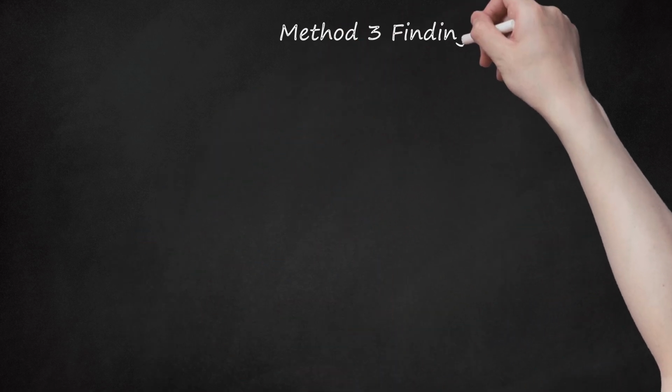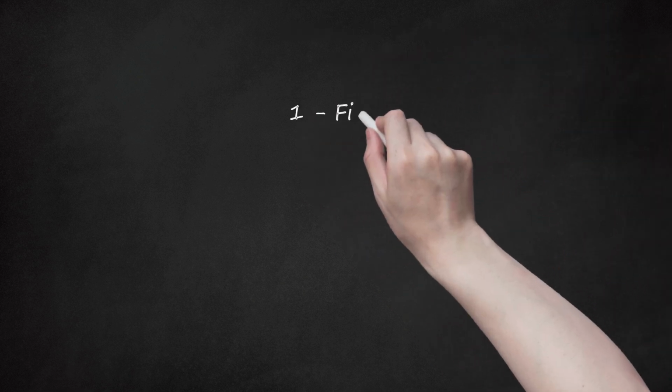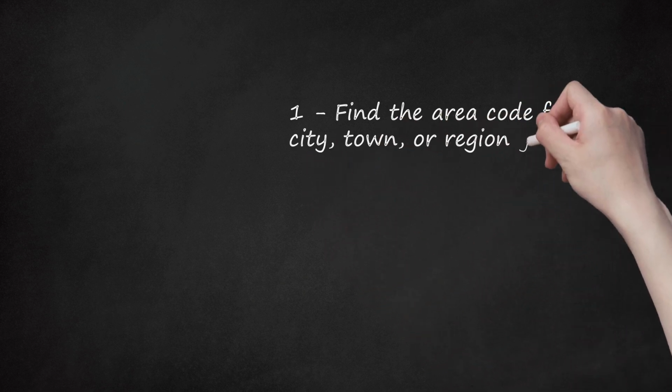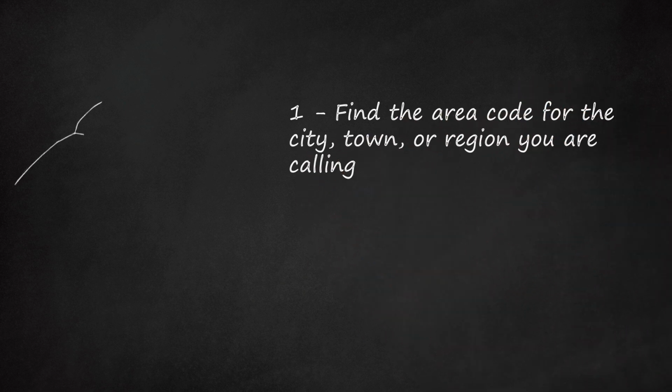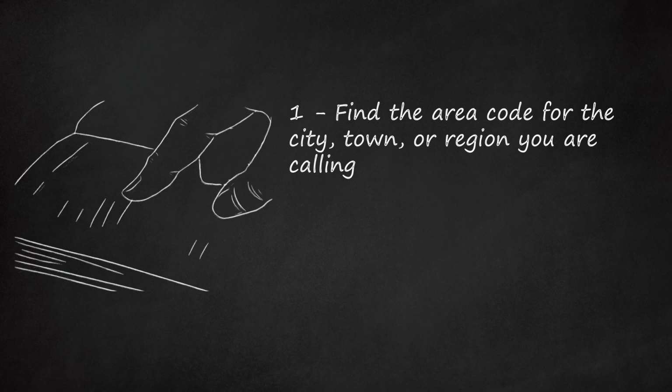Method 3. Finding area codes and phone numbers. 1. Find the area code for the city, town, or region you are calling. Area codes in Mexico are 2 to 3 digits. If your area code is not on this list, reference the in-line citation for a complete list of area codes.